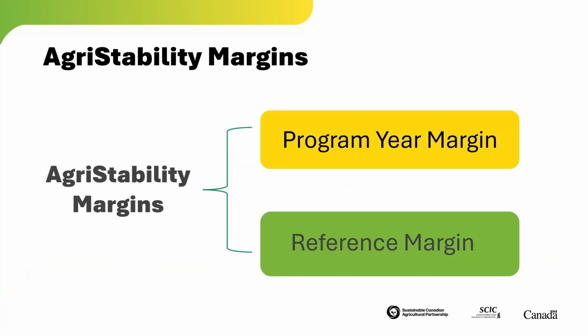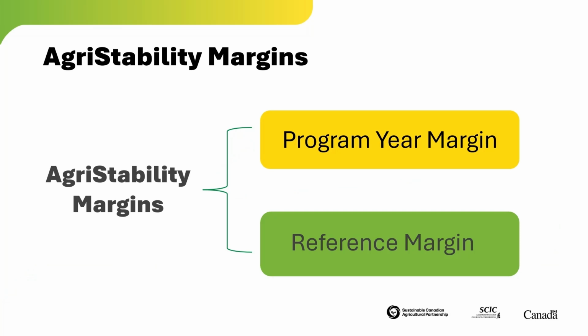So AgriStability does use 2 different margins in the calculation. We use, first off, the program year margin and the reference margin. So the program year margin, that is the current year's financial profile for your farm or ranch. It's based on the income and expenses that are directly related to the farming operation and includes accrual adjustments. So this is the year that we will calculate to determine if you're going to be in a benefit or not, that program year. The accrual adjustments measure changes in your inventory valuation, if there's any receivables, payables, and purchased inputs. And again, we'll get into detail about these later on in the presentation.